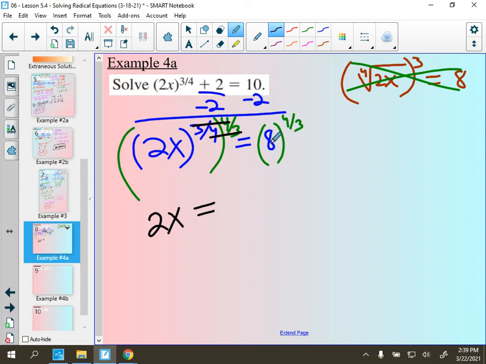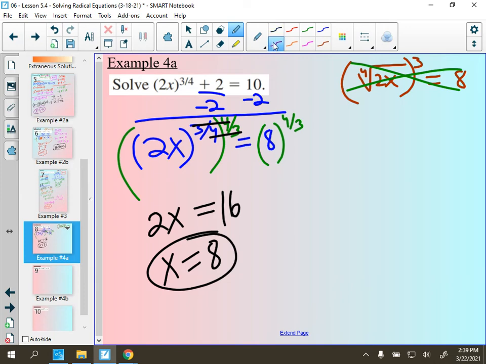The cube root of 8 is 2, and then 2 to the 4th power is 16. Holy cow, that actually ends up finishing really nicely. X equals 8. Very quick check. Nothing changes as far as, do we have to check these ones? I would say, yeah. 8 times 2 is 16, so you could, on your calculator if you need to, 16 to the 3/4 power plus 2.